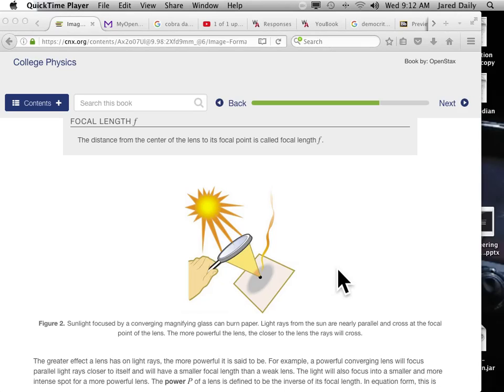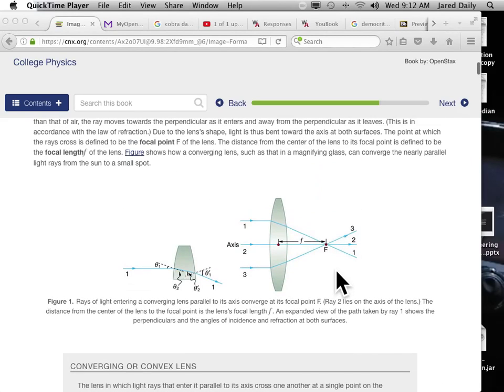Out towards the edges of the spherical lens, it bends the light more. Towards the middle of the lens, it bends it less. But in the end, they all bend towards the same point. Now, if we take a cross-section of this lens, this is what it looks like.